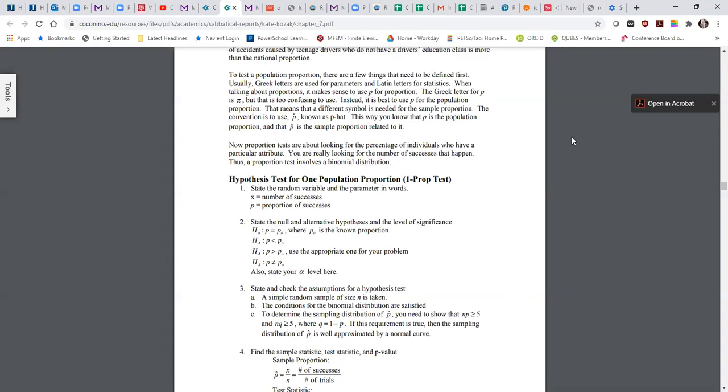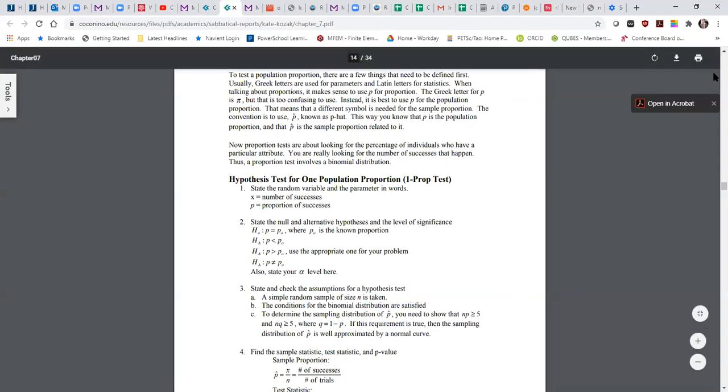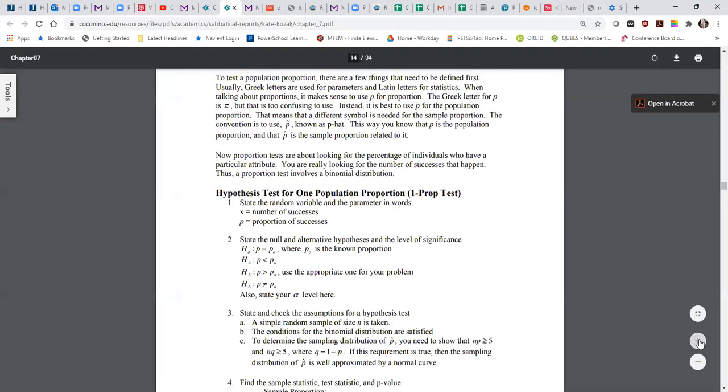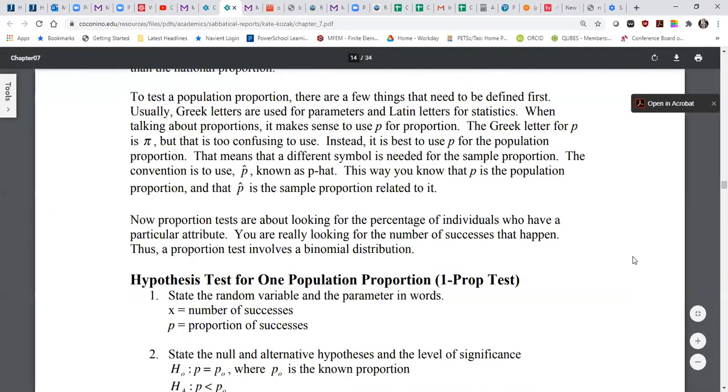Right? I cannot see it. Let me see. Let me make it bigger. Okay, so now it's bigger. Looks better, right?